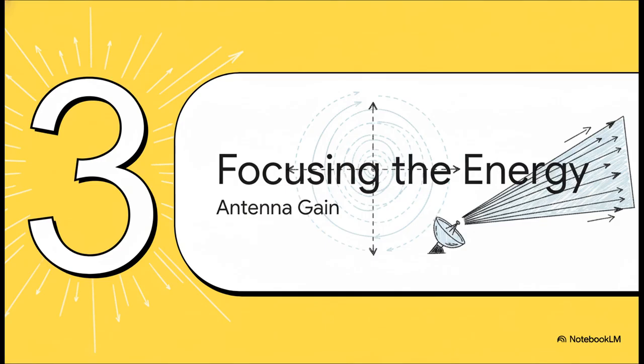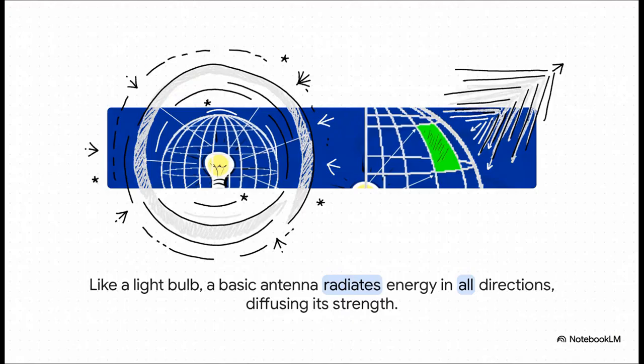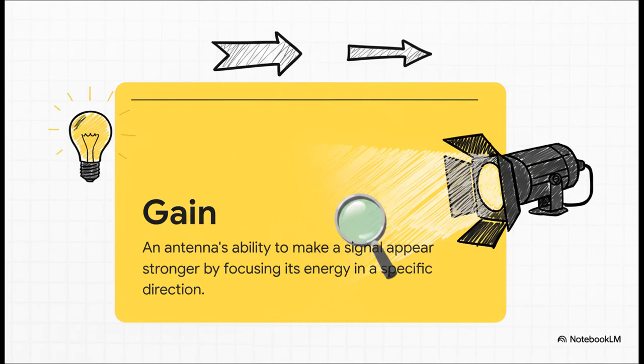Okay, so we've got the signal shape down. Now let's talk about its direction, its focus. And that's a property we call gain. A basic antenna is a lot like a bare light bulb. It just radiates its energy in all directions, more or less equally. We call that an omnidirectional pattern. But the problem is that energy gets weaker very quickly as you move away from it because it's spread so thin.